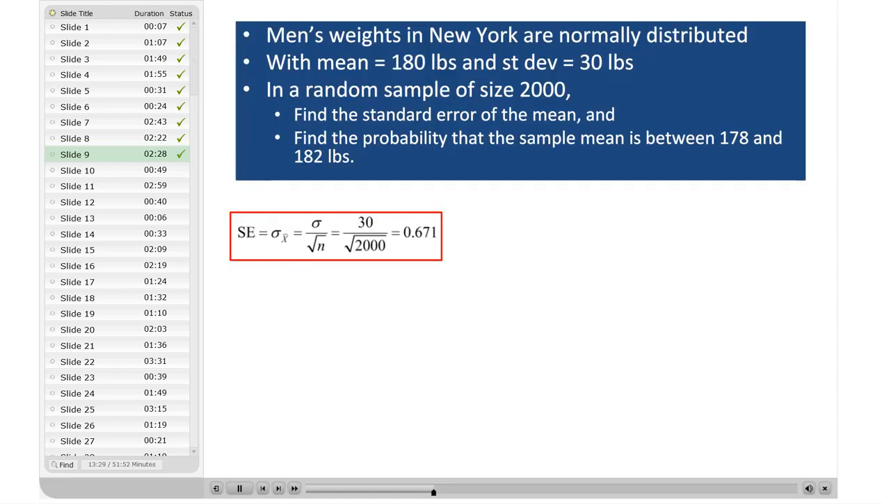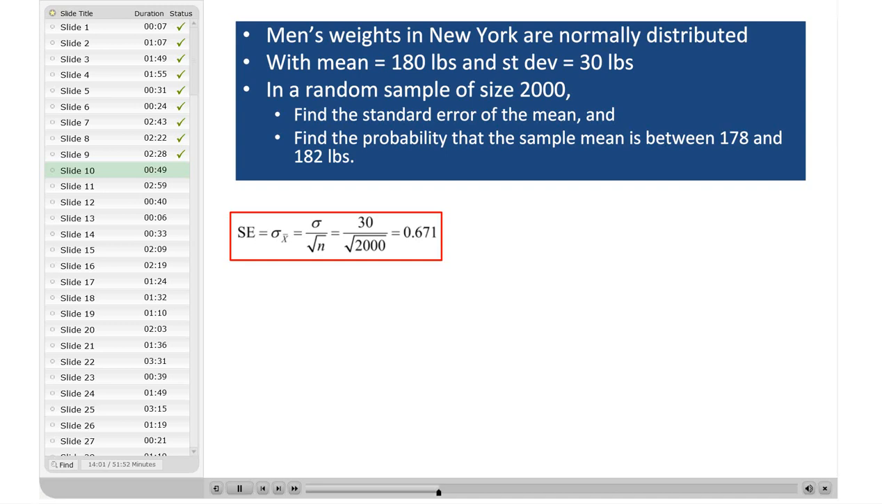Okay, now that we've discussed the theoretical framework that we're going to be working in, let's take a look at a practical problem. So this problem says that men's weights in New York are normally distributed with mean 180 pounds and standard deviation 30 pounds. So it's just the scenario that we're looking at on the previous slides. In a random sample of size 2000, first of all, find the standard error of the mean, and second of all, find the probability that the sample mean is between 178 and 182.